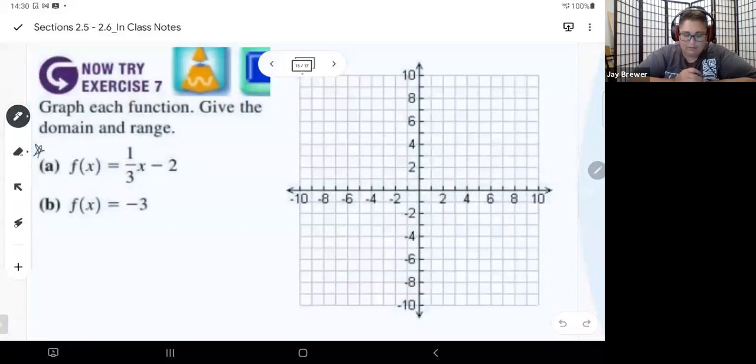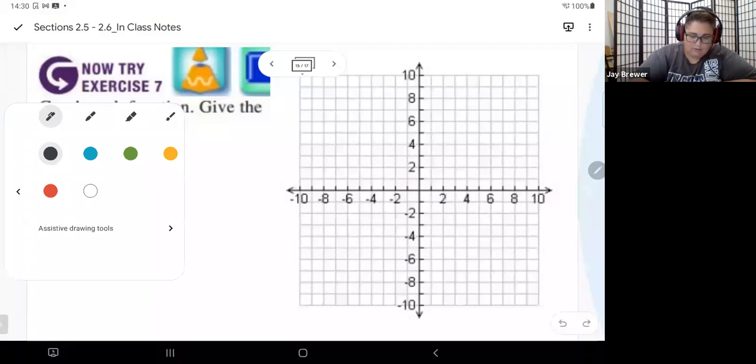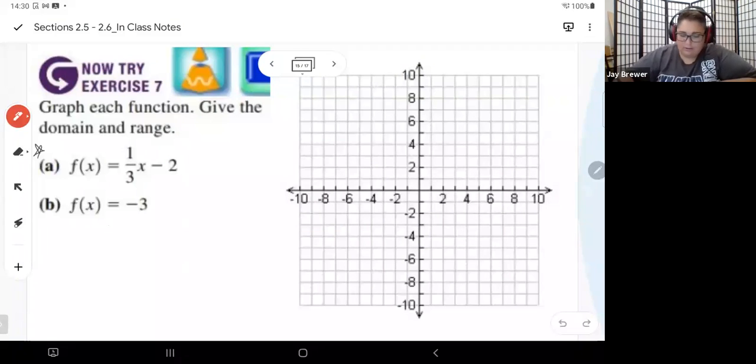All right. So graph each function. We're going to graph A. Let's graph A in red. So we're going to come down to -2, and then we're going to go up 1 and to the right 3. Up 1 to the right 3. Up 1 to the right 3. Oh, I didn't go 3 the second time.